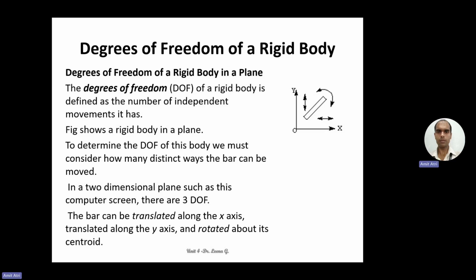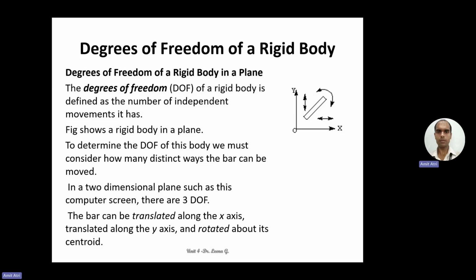Why do we need to study degrees of freedom? Because this gives us an indication of the flexibility of the robot and correspondingly the applications where we can use our robot. The degrees of freedom of a rigid body in a plane is defined as the number of independent movements it has, that is, how many independent movements the body can make. Commonly, we can call it flexibility.